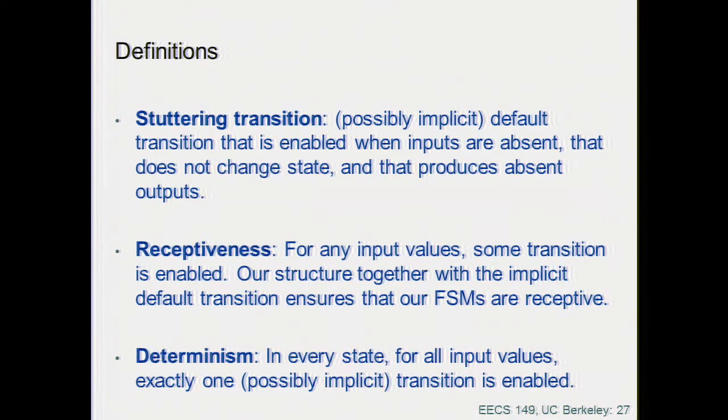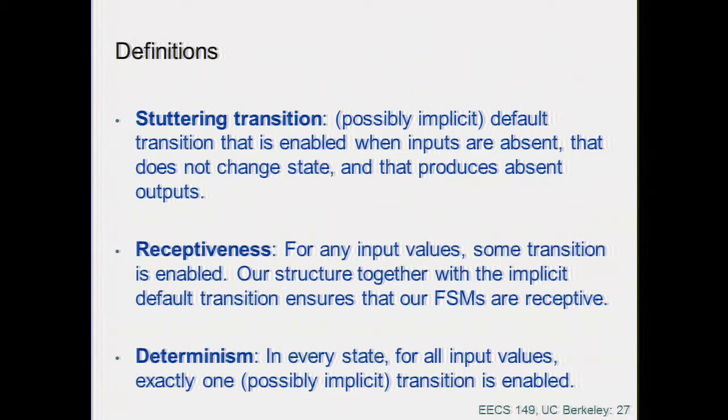Now, there are a few definitions about finite state machines that are useful when you read the literature. Sometimes they contain this information, so it's good to say what they are. So, stuttering transition. A stuttering transition is potentially an implicit default transition that is enabled when inputs are absent. For example, think about the time trigger model: you could qualify a stuttering transition. When the clock comes in, nothing has happened, I keep on looping on myself. That's stuttering. It means that I don't do anything, I sit there doing nothing. Okay.